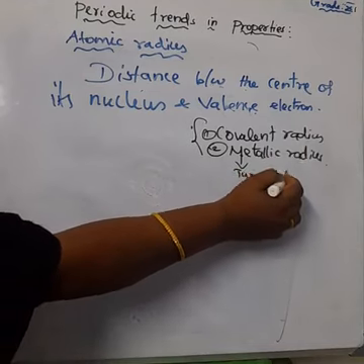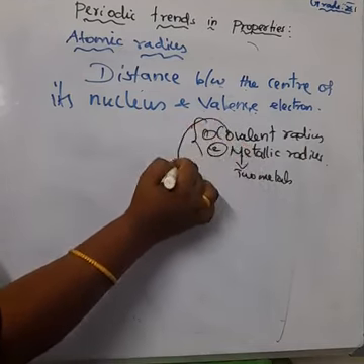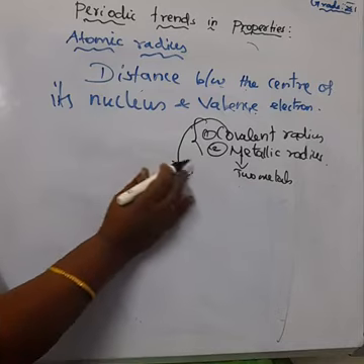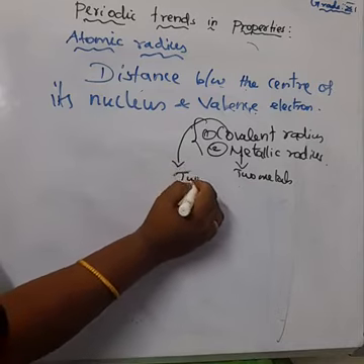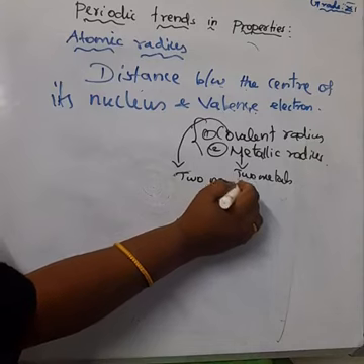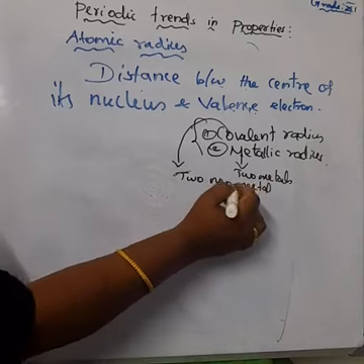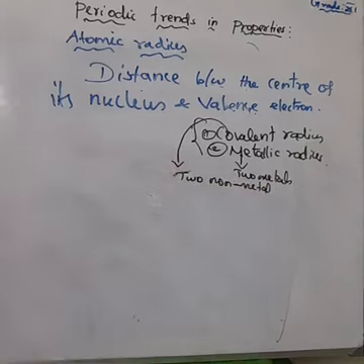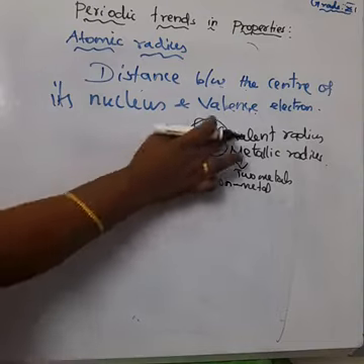Covalent bond means mutual sharing of a pair of electrons between two atoms. A covalent bond is formed between two non-metals, maybe between non-metals, or maybe between a metal and a non-metal. That is called a covalent bond.